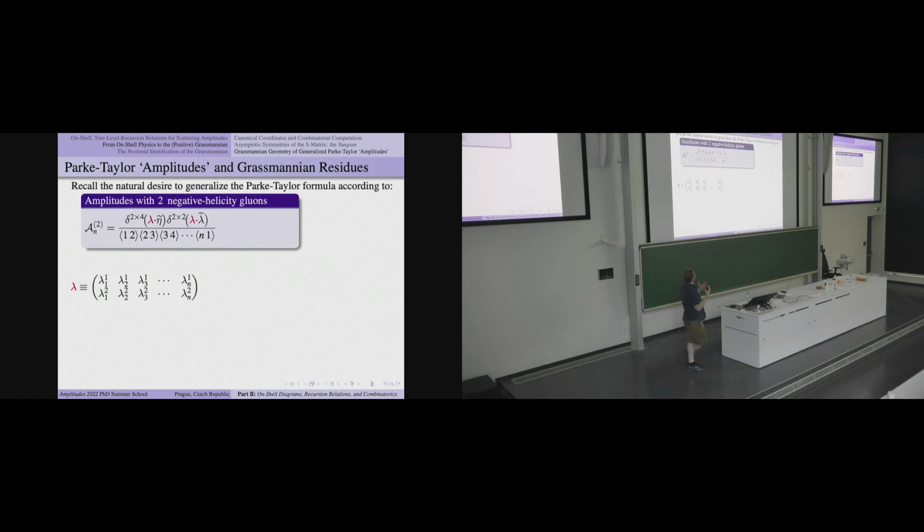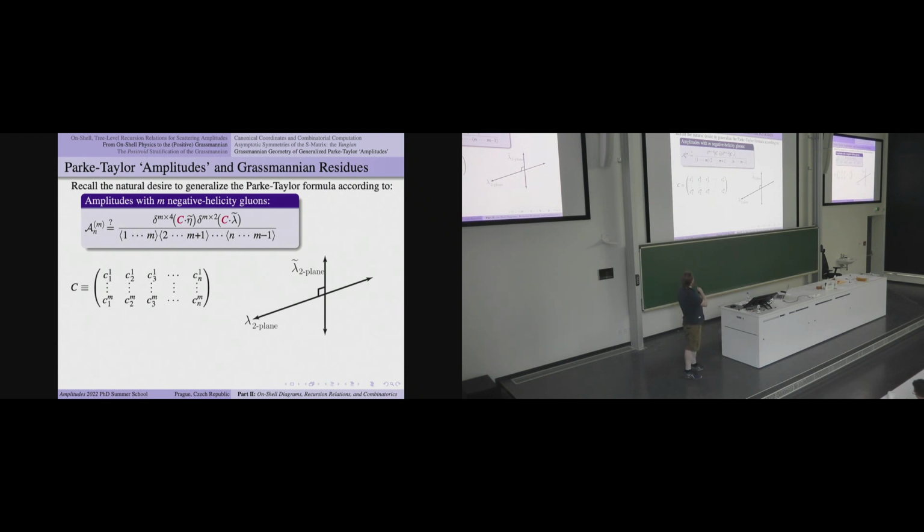And we've just learned that we should think about this as actually being something like this positive Grassmannian of 2 planes in n dimensions, and we would like to generalize it in some sort of way. What does that mean? Okay. Now, obviously, we want to upgrade lambda to be some m by n matrix C.